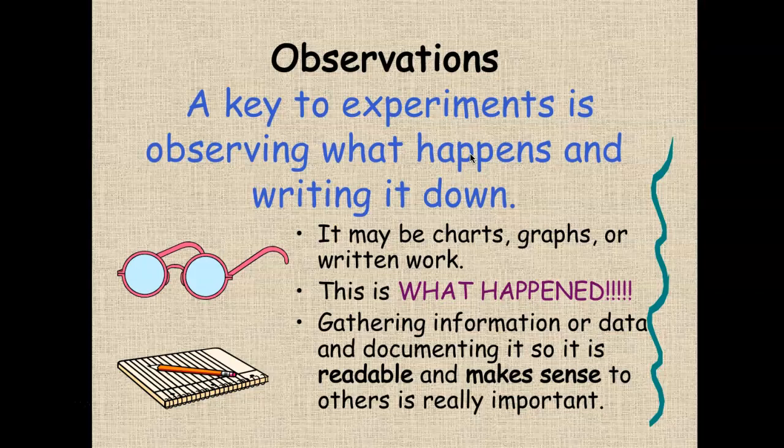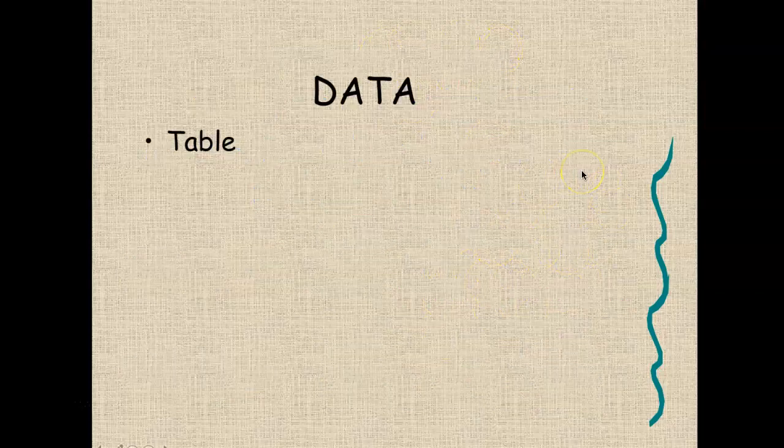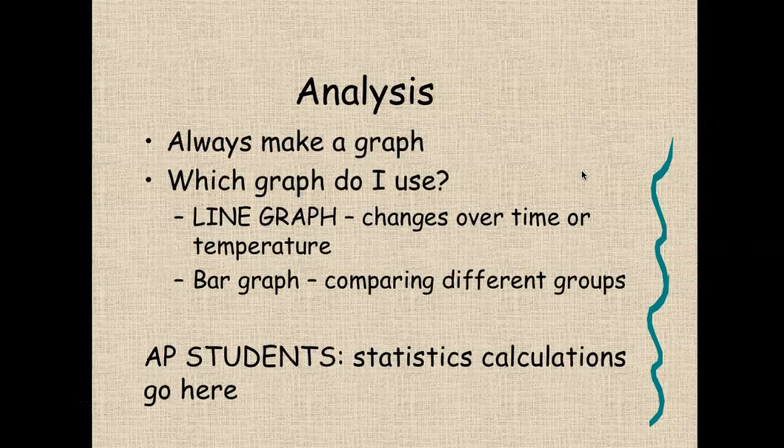The most important thing about observations is that they need to be organized. In this class, I know it says charts, graphs, written work, all of that stuff. Your data section is going to be a table every single time. It's got to be an organized table every single time. Your analysis is then taking your data table and making a graph out of it. You will always put your graph under the analysis section of your report.